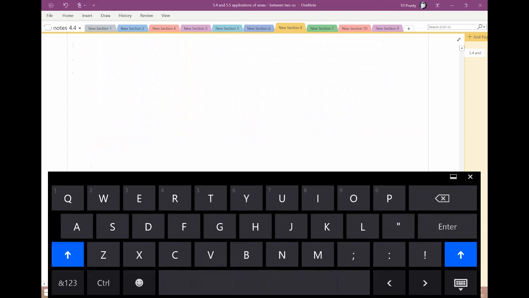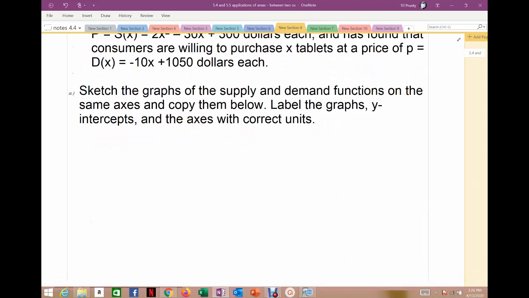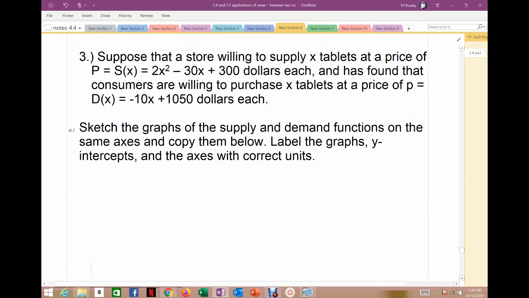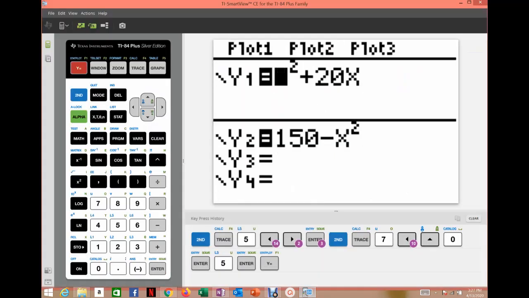And again, I didn't give myself enough room. All right, and we'll be doing this entire problem with the calculator. So we're going to sketch first. Sketch the demand, label everything. Label your graphs, your intercepts, your axes, all with correct units. And so I'm going to go here and clear it out and set it up because we'll be solving this graphically.